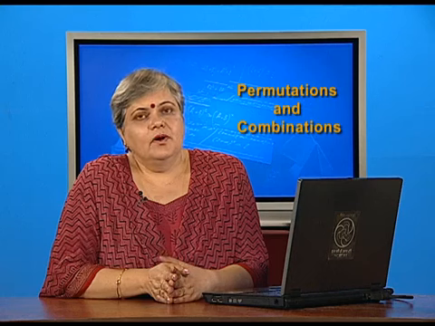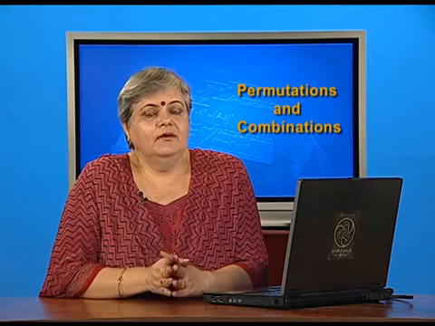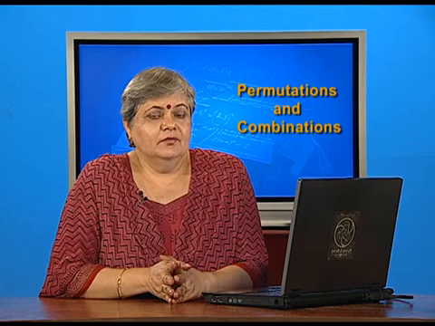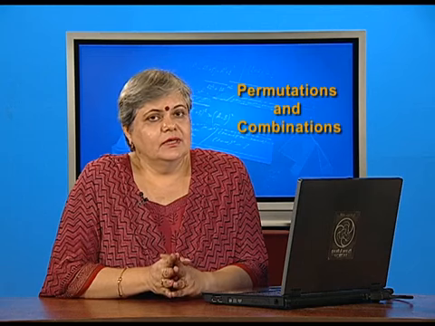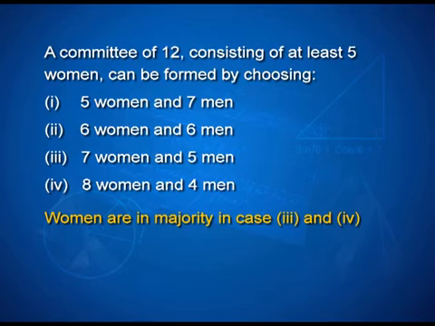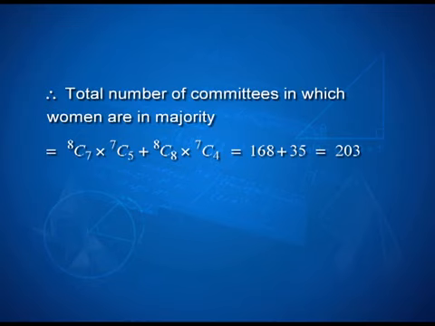In the second part of the problem, the women have to stay in majority. Now, when you are looking at women in majority, what are the cases possible? Out of these, we are looking at the third and the fourth case, that is, there should be 7 women and 5 men or 8 women and 4 men, and therefore, the total number of ways in which such a committee can be formed will be 8C7 into 7C5 plus, because we are translating or into an addition, plus 8C8 into 7C4, giving rise to a number as 203.